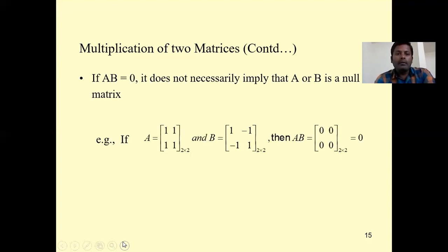Which is the example? If A is equal to [1, 1; 1, 1], a 2 by 2 matrix, and B is equal to [1, -1; -1, 1], a 2 by 2 matrix, then AB, we get what? 0, 0, 0, 0, a 2 by 2 zero matrix. So if AB is equal to 0, it does not necessarily imply that A or B is a null matrix.